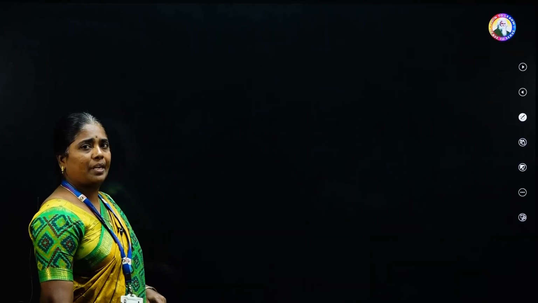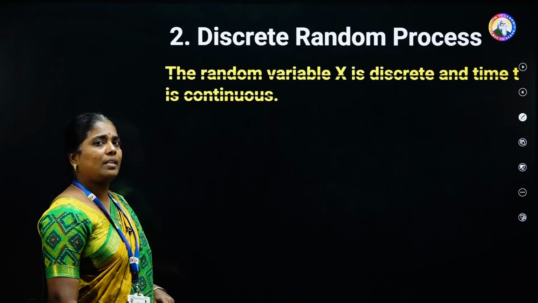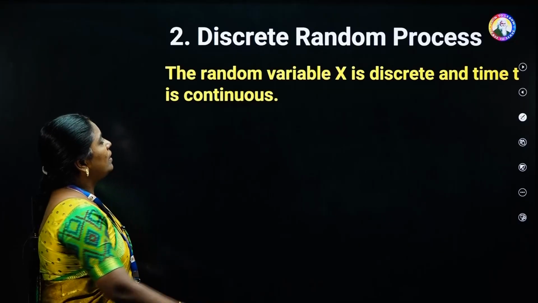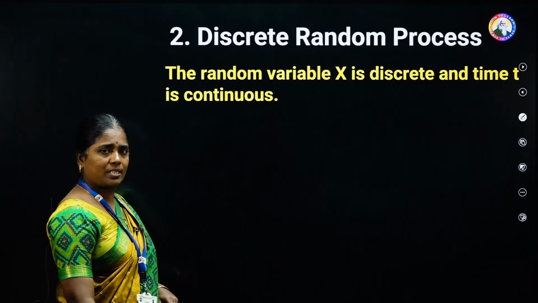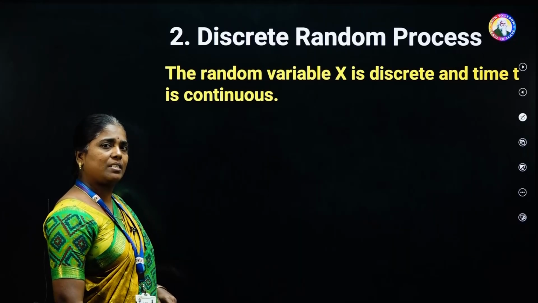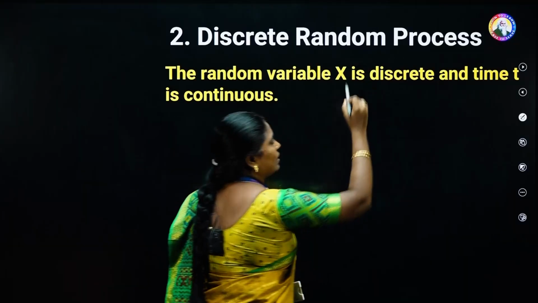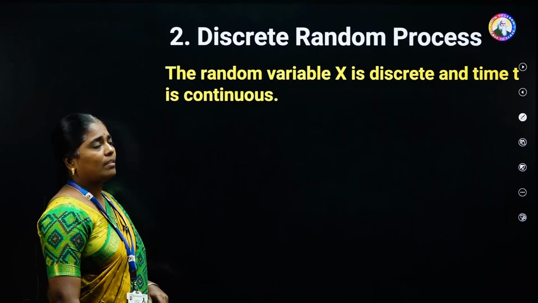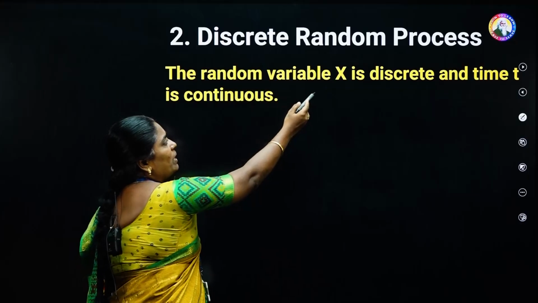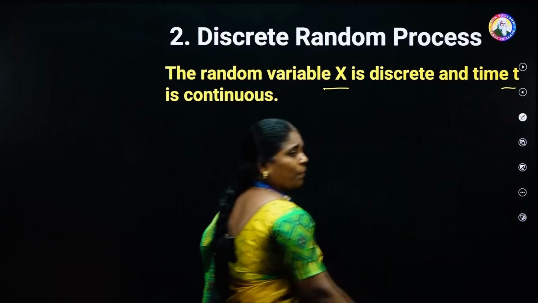Consider the next type of random process, which is the discrete random process. In the case of a discrete random process, the random variable x is discrete. See, the first word, discrete, is there, hence the random variable x is also discrete. And the last word is process. It describes that the time t is continuous. That means in this case, the random variable x is discrete and t is continuous.